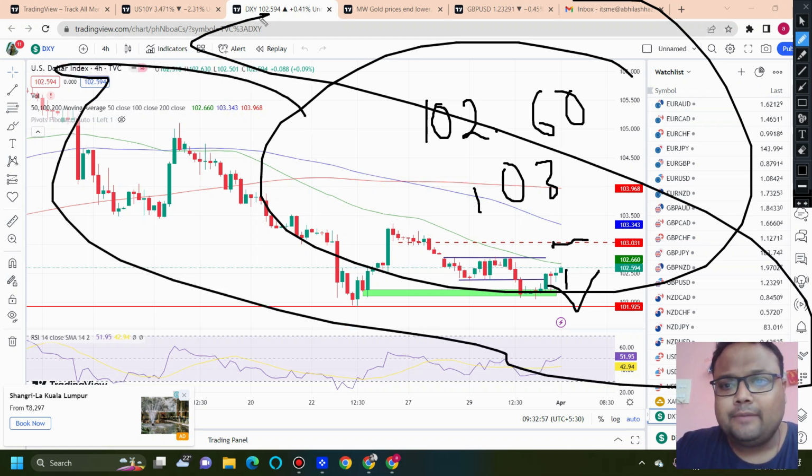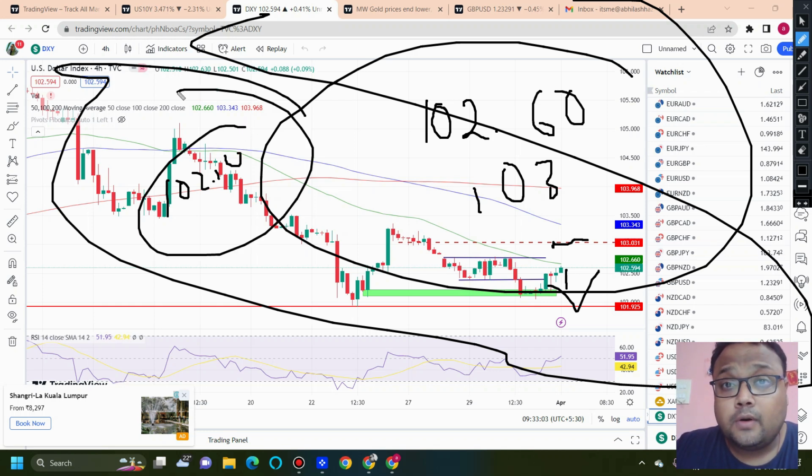And if DXY starts falling on Monday, and the chances are also very high because of the ongoing selling pressure, then 102.10, the previous level, will not work, and this time the market should be heading towards the last low of 101.90. This is all about DXY.